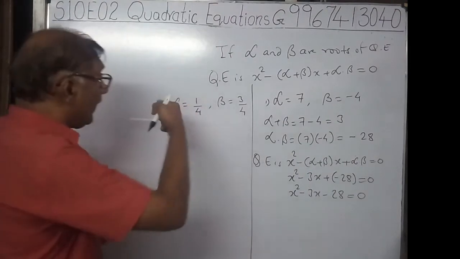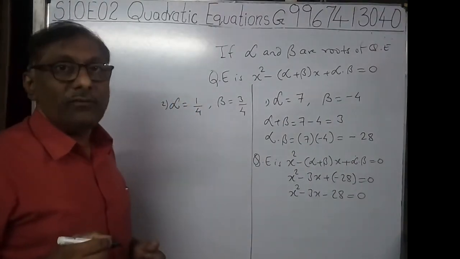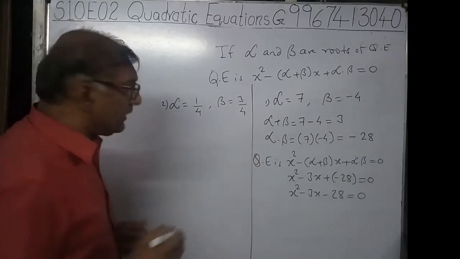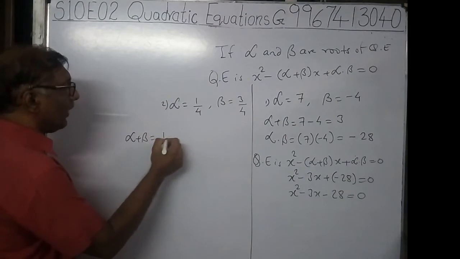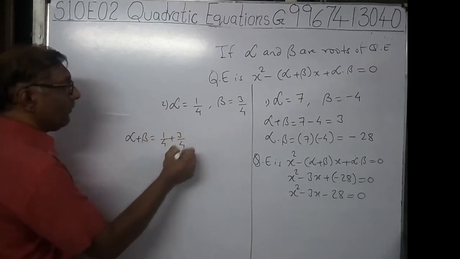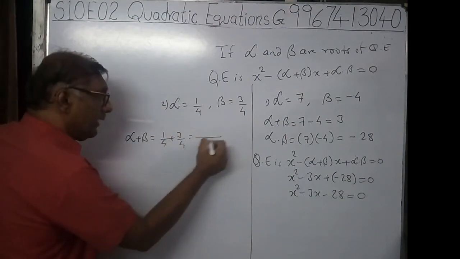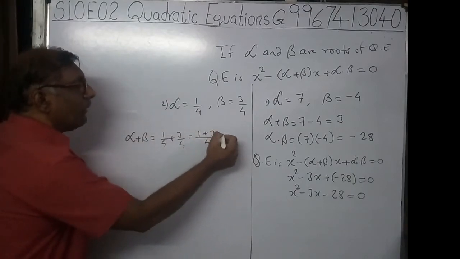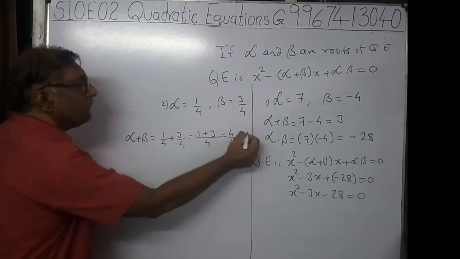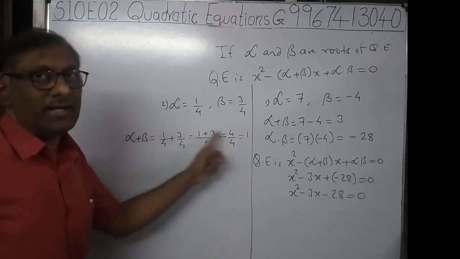Right? Now let's do the second sum. Here it is. Okay. Alpha is equal to 1 by 4. Beta is equal to 3 by 4. Let's do it. What is alpha plus beta? Alpha plus beta is equal to 1 by 4 plus 3 by 4. Denominator same, keep it as it is. Add the numerator, 1 plus 3. 1 plus 3 comes 4 by 4, which comes to be 1. So alpha plus beta is 1.